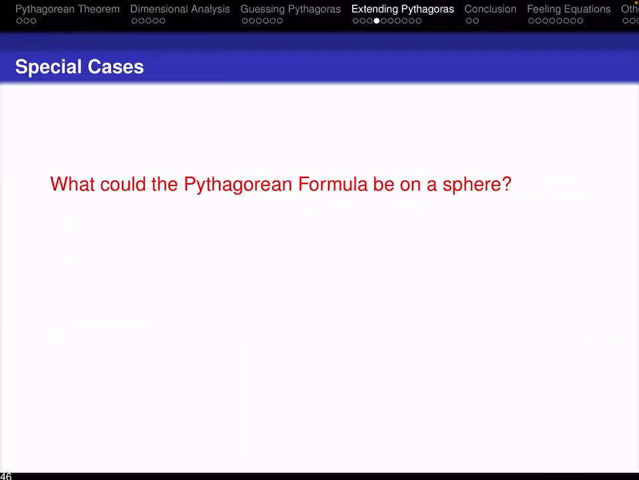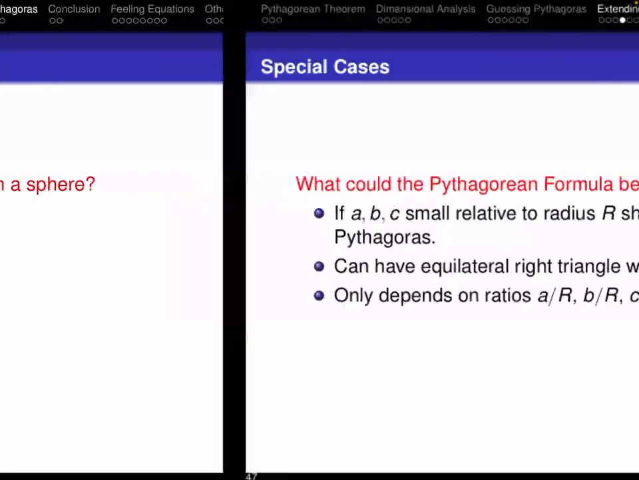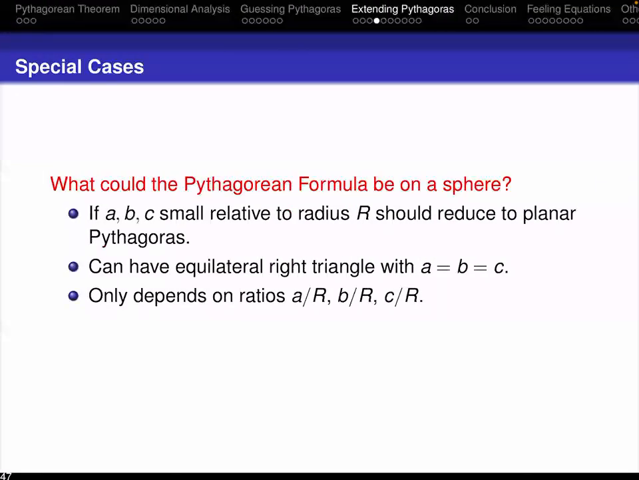So what would the Pythagorean formula be on a sphere? I'm going to assume that no one has studied the Pythagorean formula on a sphere. So this is all new. Well, what do we know? If A, B, and C are all small relative to the radius of the sphere, let's call that big R, then it should be approximately the plane Pythagoras. We know that we could have an equilateral triangle with A equals B equals C, so we're a little bit worried about this. So the formula is going to have to be a bit strange.